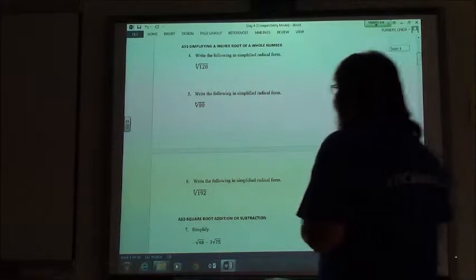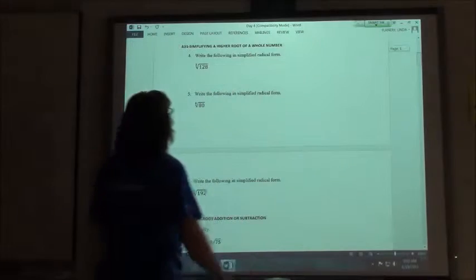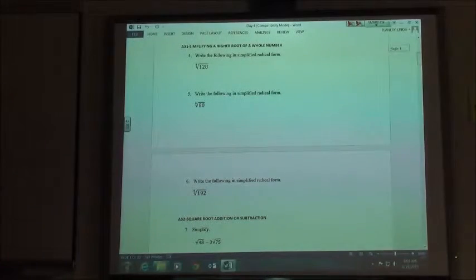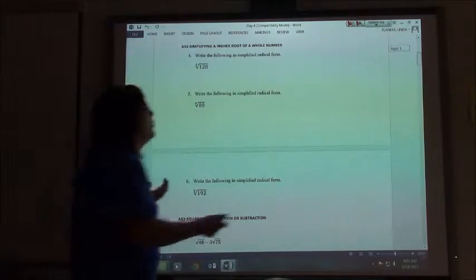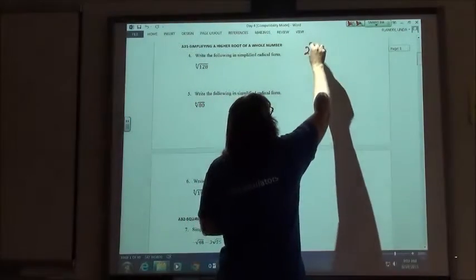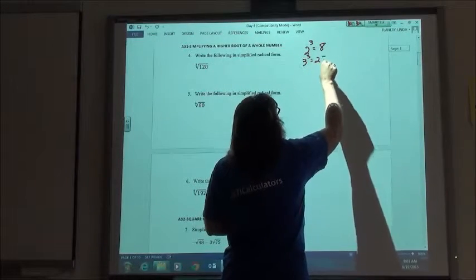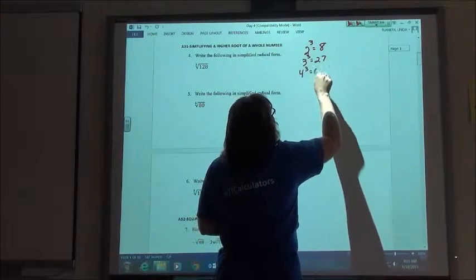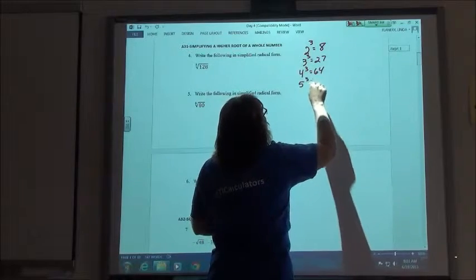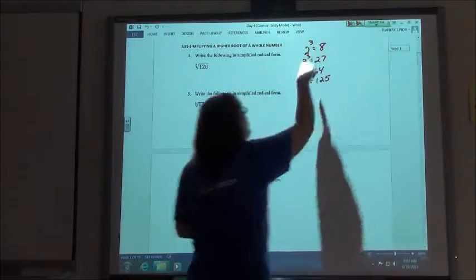4, 5, and 6 are simplifying a higher root of a whole number. So when you're working with your cubes, you want to think about your perfect cubes. 2 to the third is 8. 3 to the third is 27. 4 to the third is 64. 5 to the third is 125, and so forth.